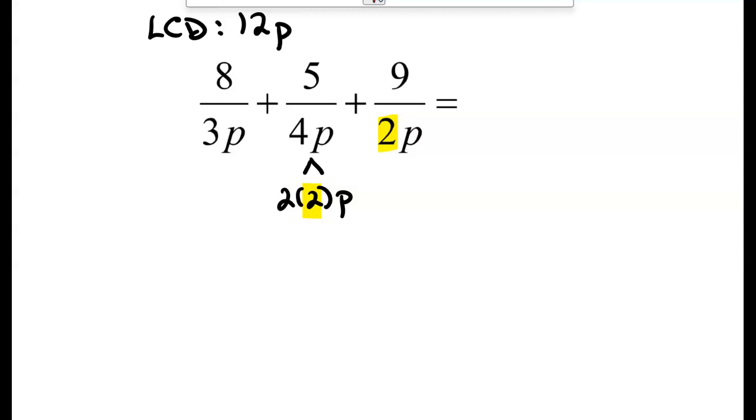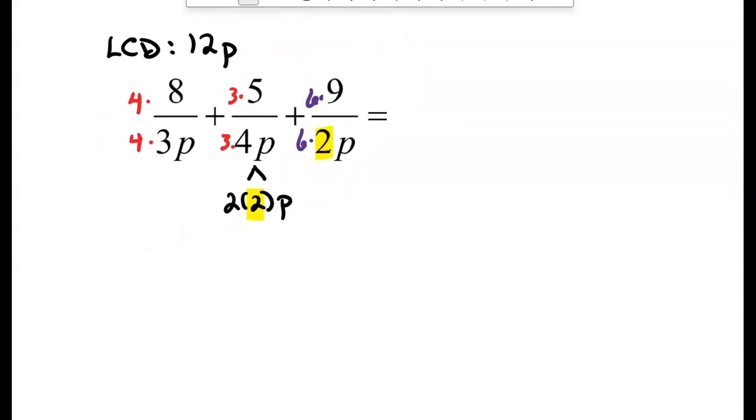All right, what do I have to multiply the first one by? 4 to the numerator and the denominator. What do we have to multiply the second one by? 3. What about our last one? Then we go ahead and we write them down. Would you guys agree? What's our first fraction? 32 over 12p plus, what do we get?